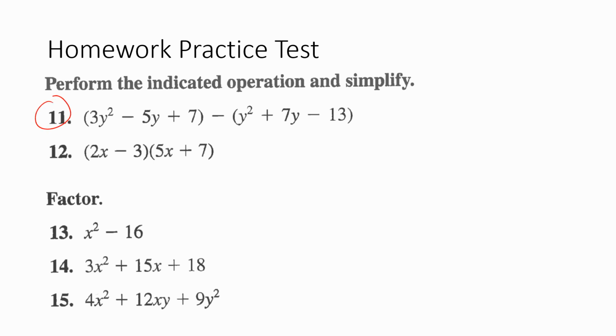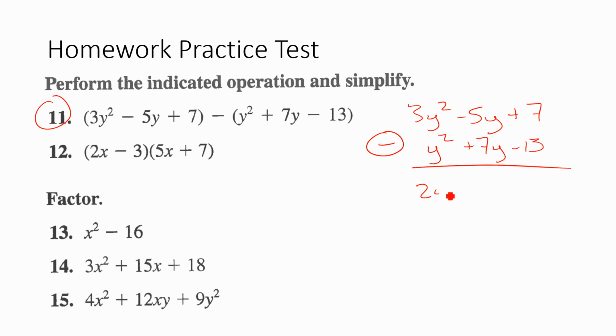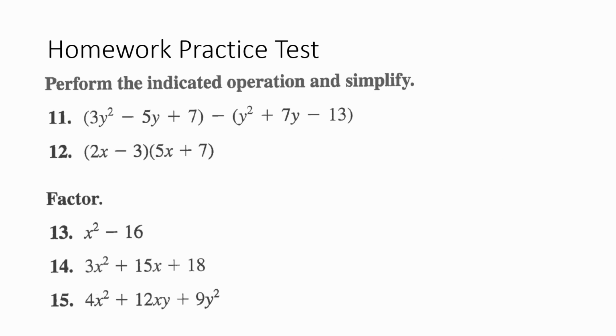On 11, let's put our y squareds together. 3y squared. I'll do this vertically. Minus 5y plus 7 minus y squared plus 7y minus 13. So we've got 2y squared. If we minus here, we'll end up with negative 12y, and then plus 20 when we minus the negative.